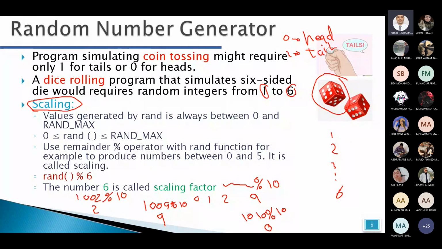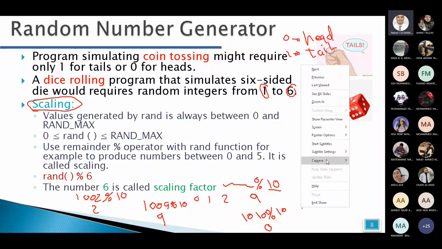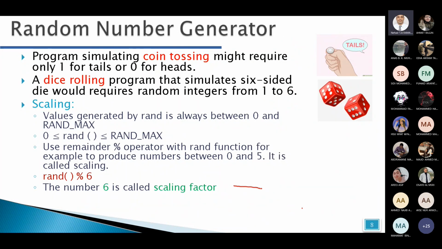So you will always get numbers between 0 and 9, sorry. Means if you have any number mod x, you will get a value from 0 to x minus 1. These are the values that you can get. Okay, now again.